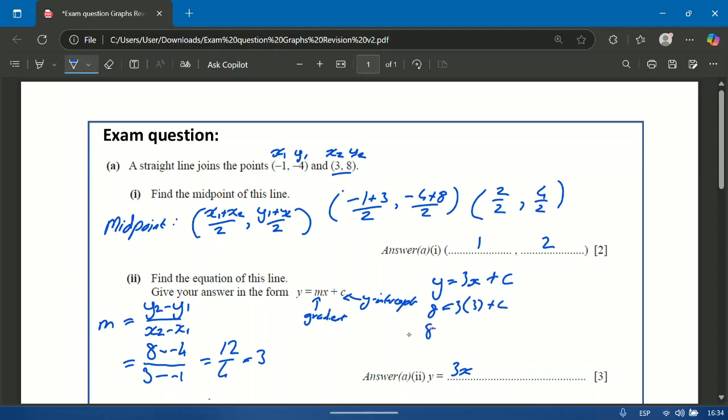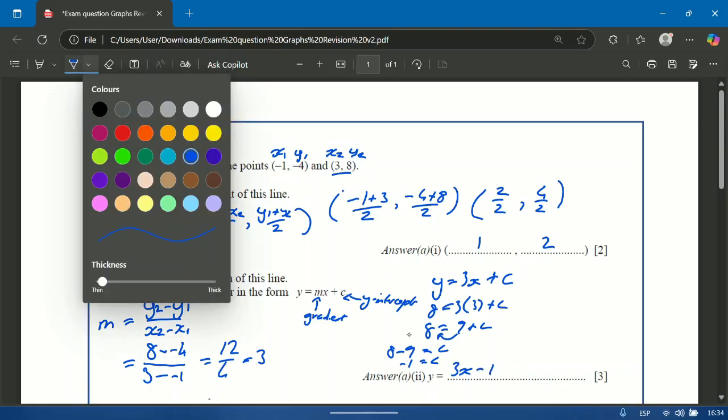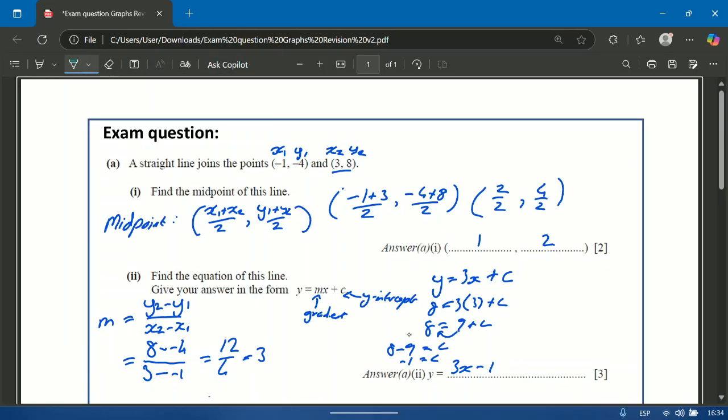3 times 3 being 9. Let me just move the 9 to the other side, which means 8 minus 9 being minus 1. And that's the c value, so now we can put minus 1 here. If you want, you can always check your answer. Because if we put these y values into these equations, we should get the same answer. It's the same equation, and they're both on the line.